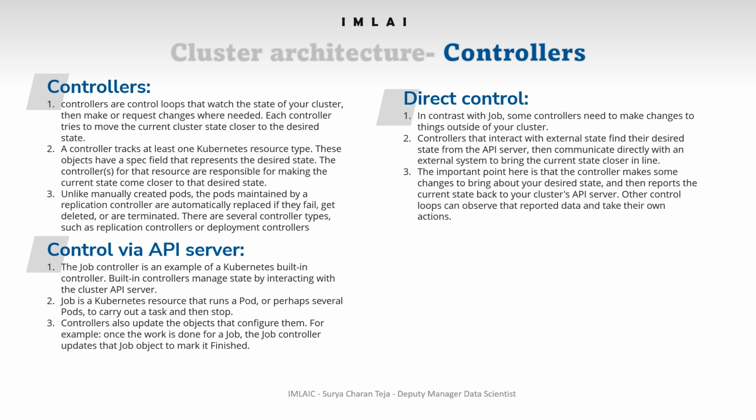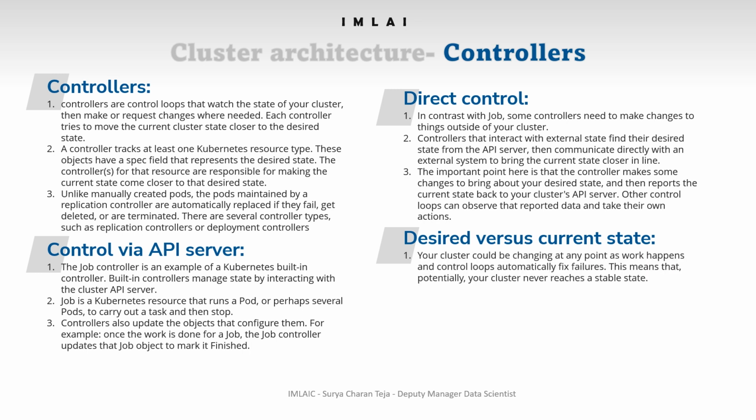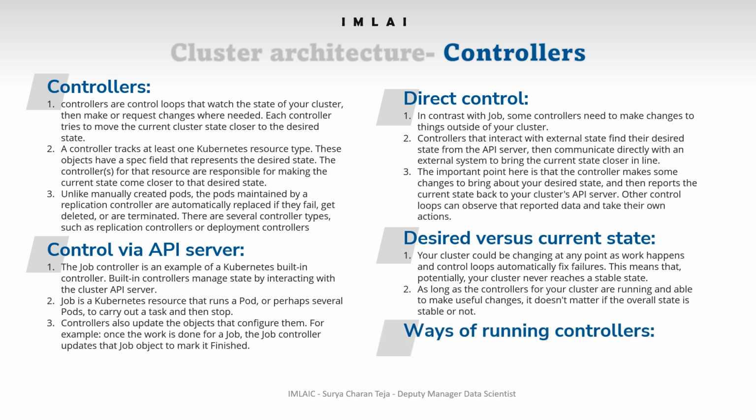So now let's see the difference between the desired state versus current state. Kubernetes takes a cloud native view of systems and is able to handle constant change. Your cluster could be changing at any point as work happens, and control loops automatically fix failures. This means that potentially your cluster never reaches a stable state as long as the controllers for your cluster are running and able to make useful changes. It doesn't matter if the overall state is stable or not.